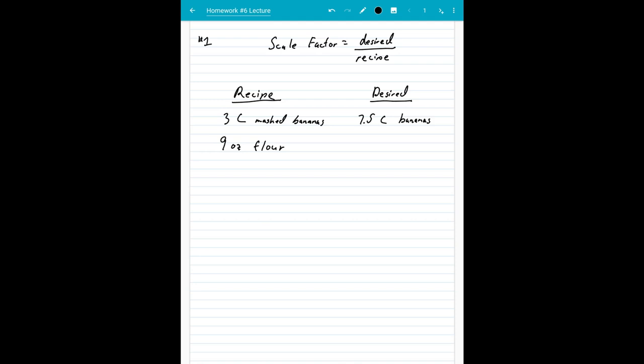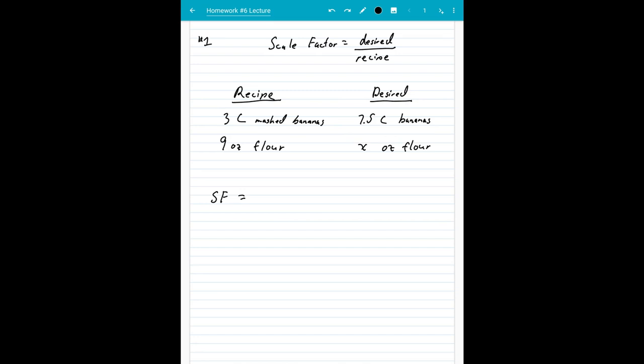Now it's asking what the scale factor is and how much flour we need. So I'm just going to put X, not cups in this instance, it's ounces of flour. So X ounces of flour. Let's find out what the scaling factor is first. Instead of scaling factor, I'm going to say SF equals our desired over our recipe. So in this instance, we need to use these two right here because they're two known values that we have in order to find the unknown, which is the SF.